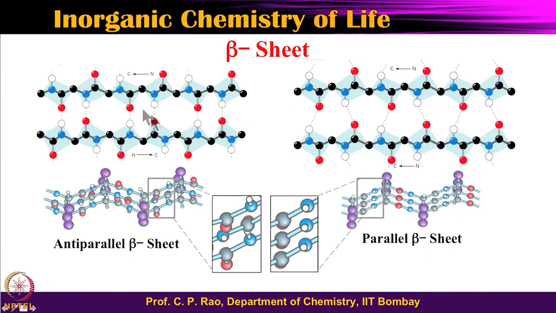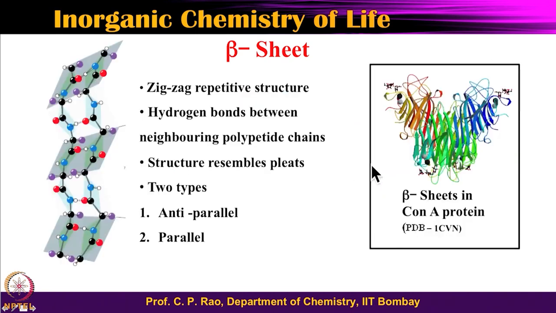Just because of this parallel and antiparallel arrangement, obviously you will find the corresponding sheets have different properties. As you can see, this looks quite different from this one. This is coming from the parallel one, this comes from the antiparallel one. So what I have been telling you about the beta sheet structures, parallel and antiparallel: here the alignment is N terminal to C terminal and C terminal to N terminal, and here both the N terminals and both the C terminals are aligned together. This also stabilizes the structure, and this is also found in a number of proteins.